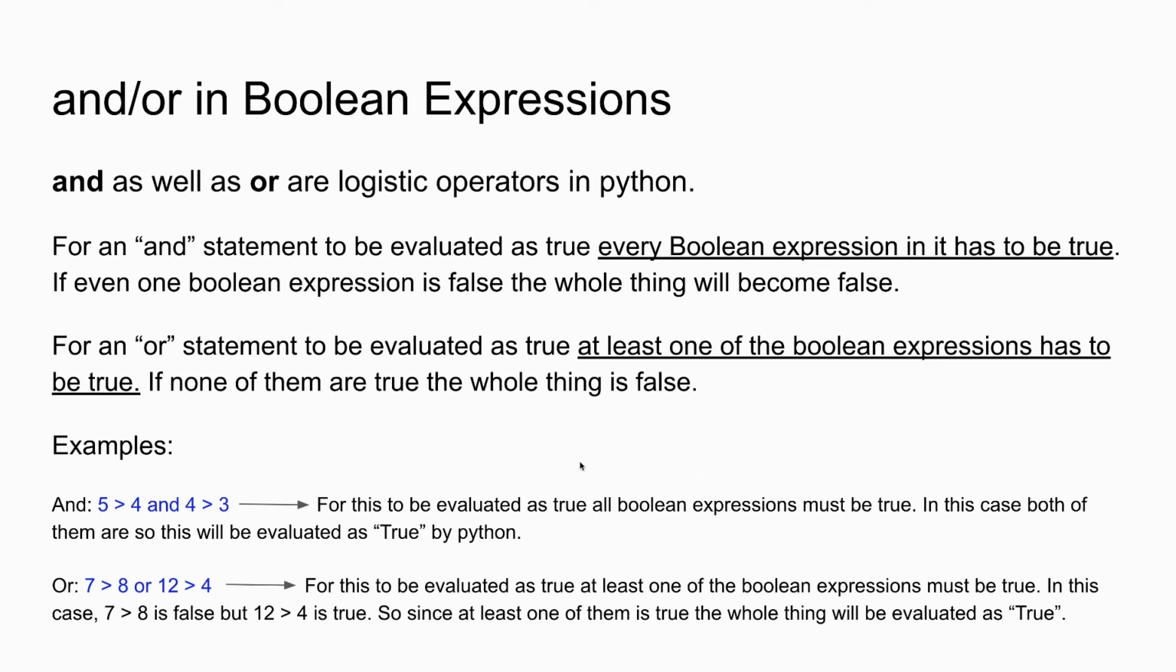5 is greater than 4 and 4 is greater than 3. For this to be evaluated as true, both of the Boolean expressions must be true. In this case, both of them are true, so the whole thing will be evaluated as true by Python. And an example of an OR is 7 is greater than 8 or 12 is greater than 4. For this to be evaluated as true, at least one of the Boolean expressions must be true. In this case, 7 is greater than 8 is false, but 12 is greater than 4 is true. So since at least one of them is true, the whole thing will be evaluated as true by Python.